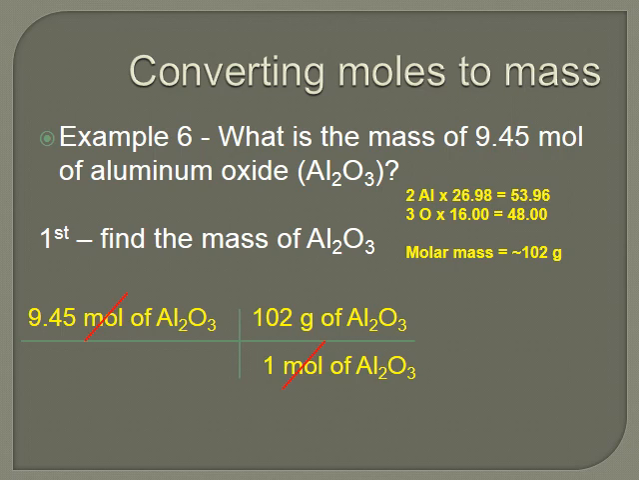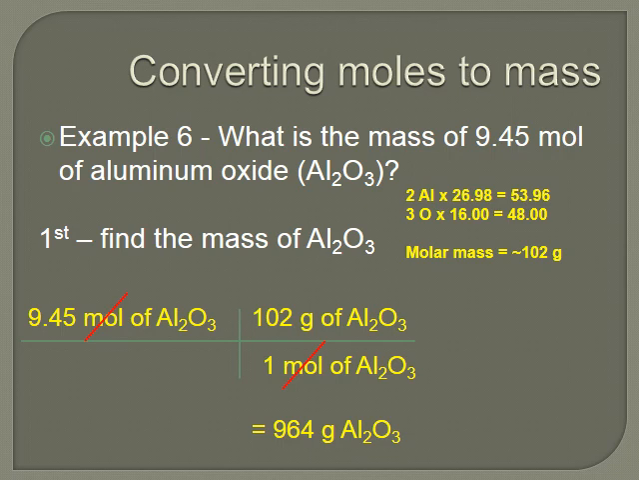It says, what is the mass if I have this much? They're both on top, so we're going to multiply. And notice that we started with 3 sig figs, and we're going to end with 3 sig figs. So you should have gotten 964 grams of aluminum oxide is how much we have if we have 9.45 moles of it.